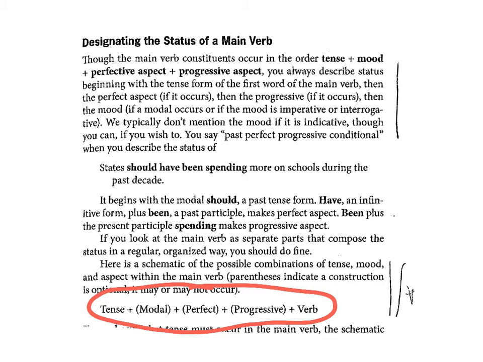All the components that are in parentheses are optional, but the verb must show tense, whether it is in the form of the verb itself or in the first word of the verb string. Let's look at an example of a verb in its most complex form of tense, modality, and aspect. Looking at the last example sentence on the top of page 66, here is just the main verb of it.